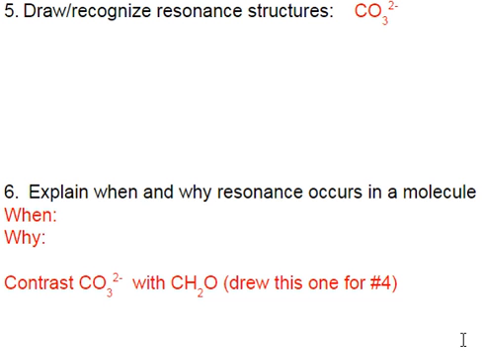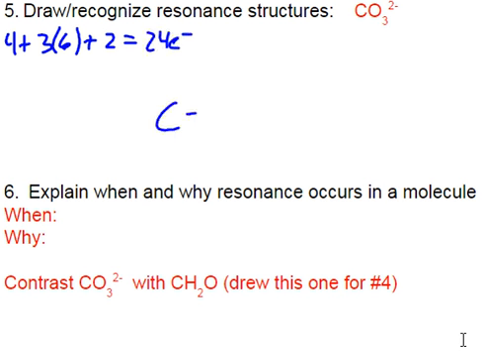Okay, so number 5 says draw and recognize resonance structures. So if you have CO3 minus 2, I've got 4 electrons for carbon, and 3 times 6 electrons for the oxygens. Does the minus 2 mean add or take away electrons? Add, because electrons are negative. So I gain 2 electrons somewhere. So that means I have a total of 24 electrons.